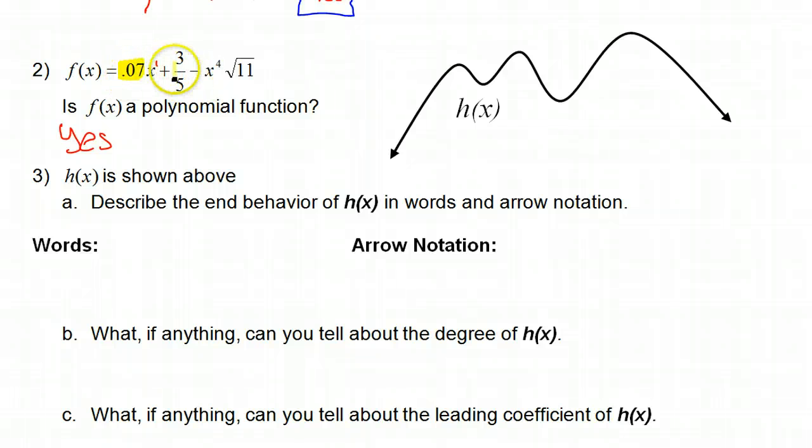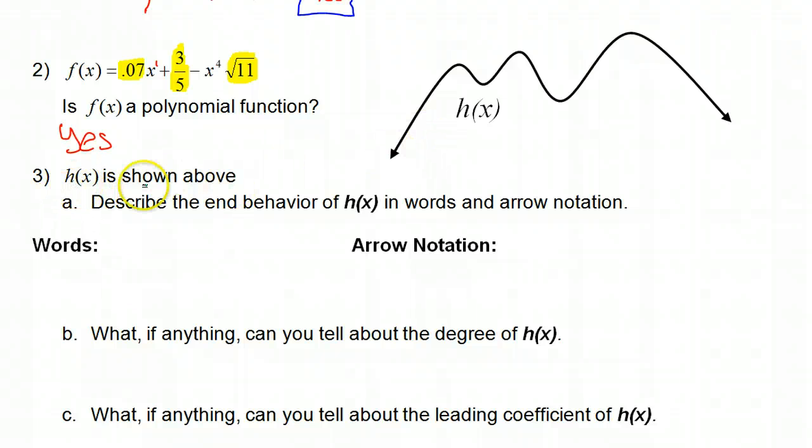So 0.07, that's fine. 3/5, that's fine. Square root of 11, these ugly coefficients are all fine. It is a polynomial function. Okay? You can't have any x's in the denominator either, but that's not happening, so we're good. Now look at number 3.